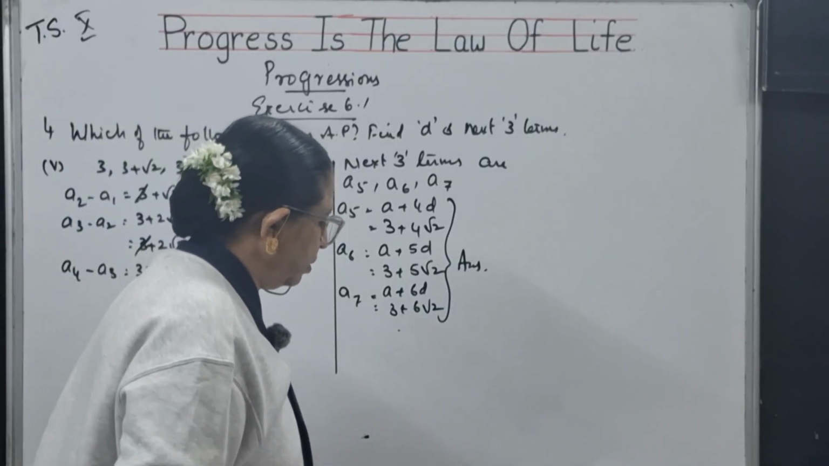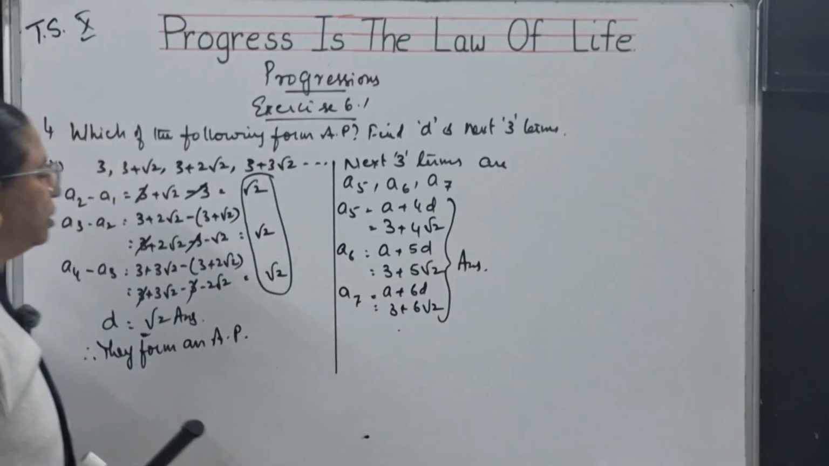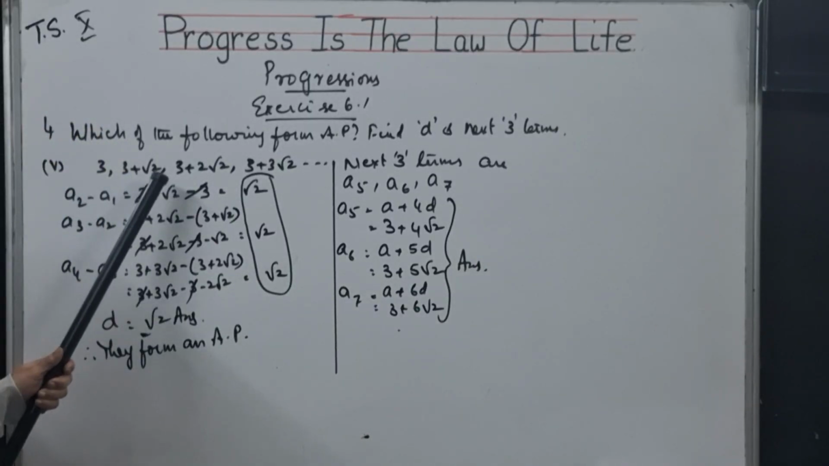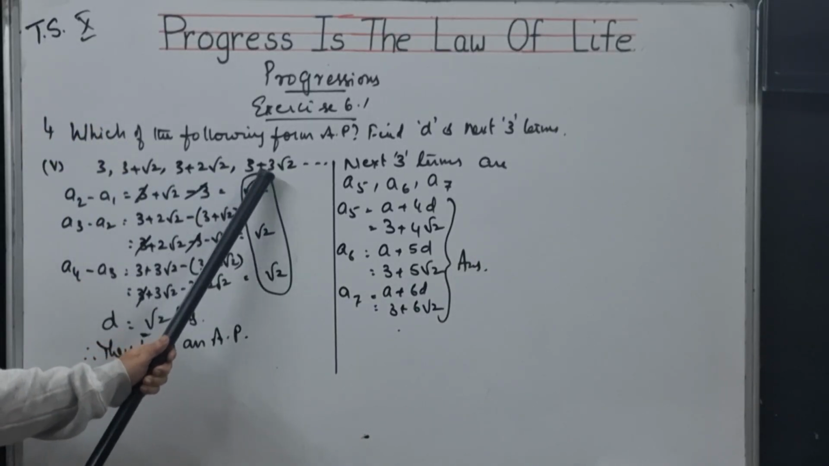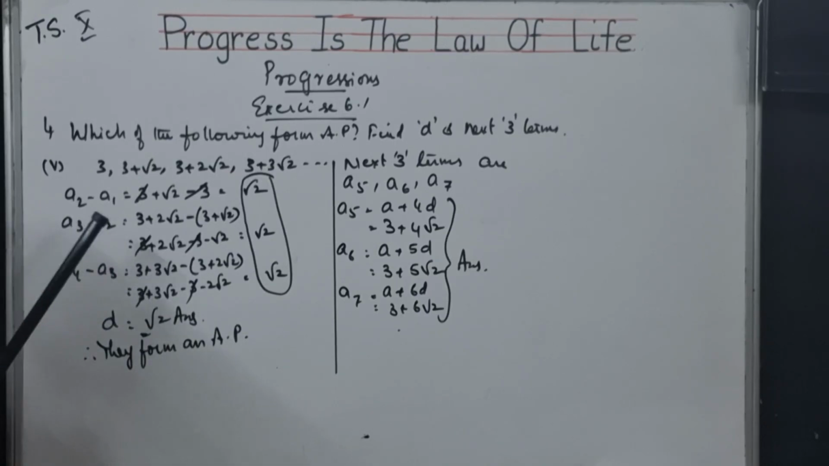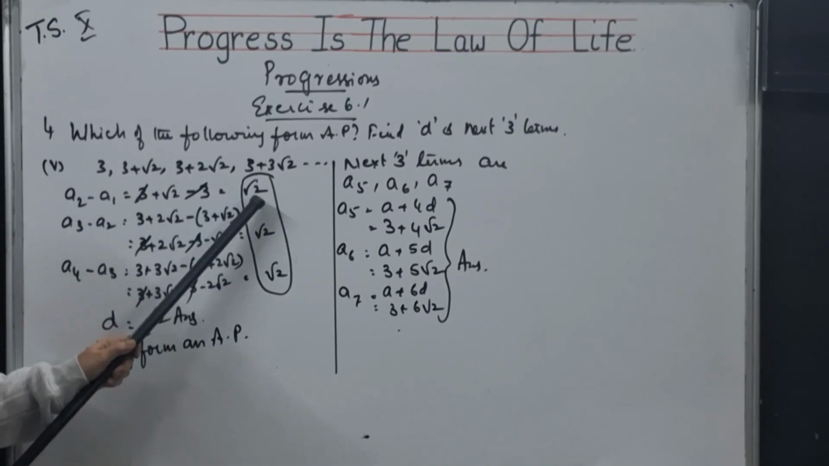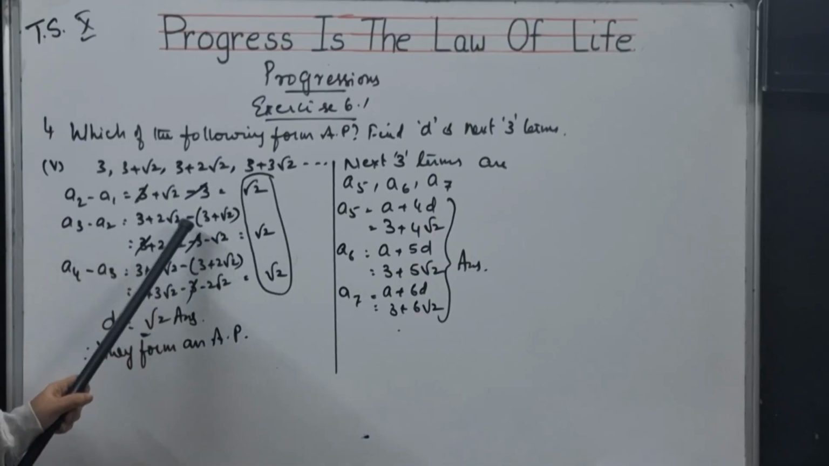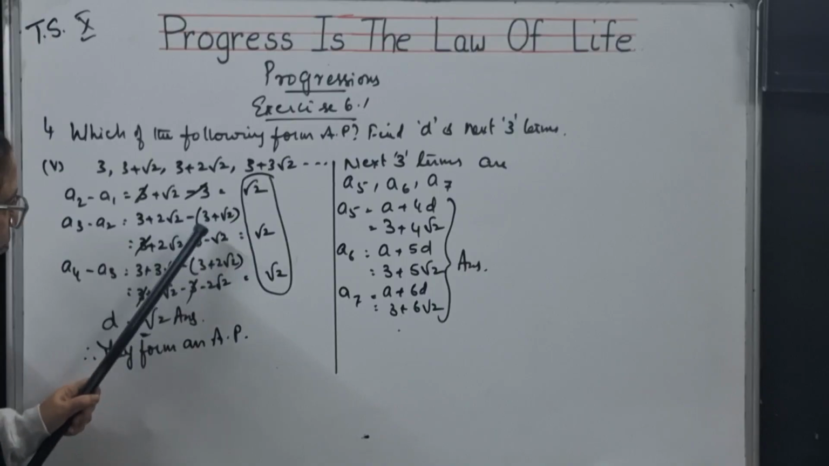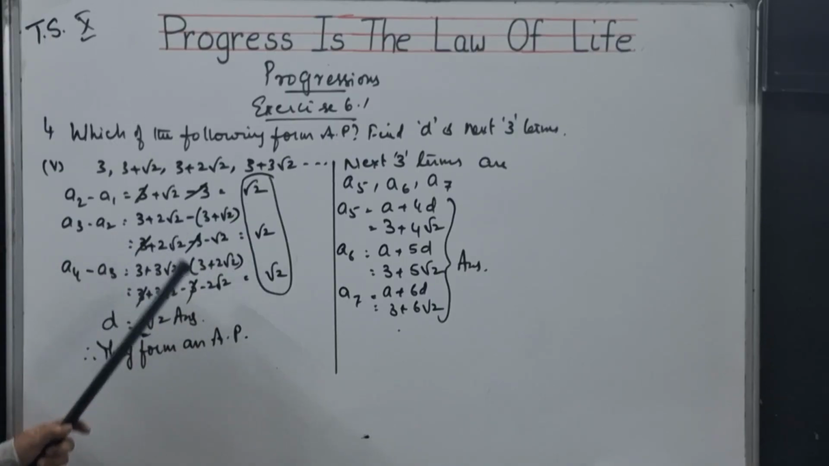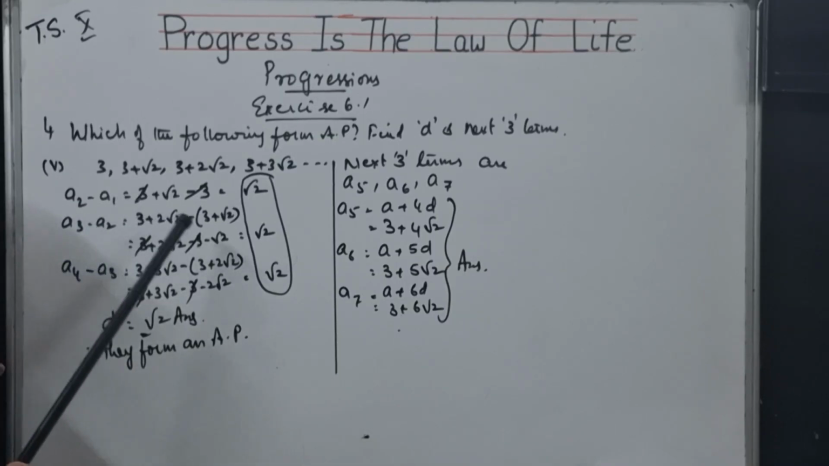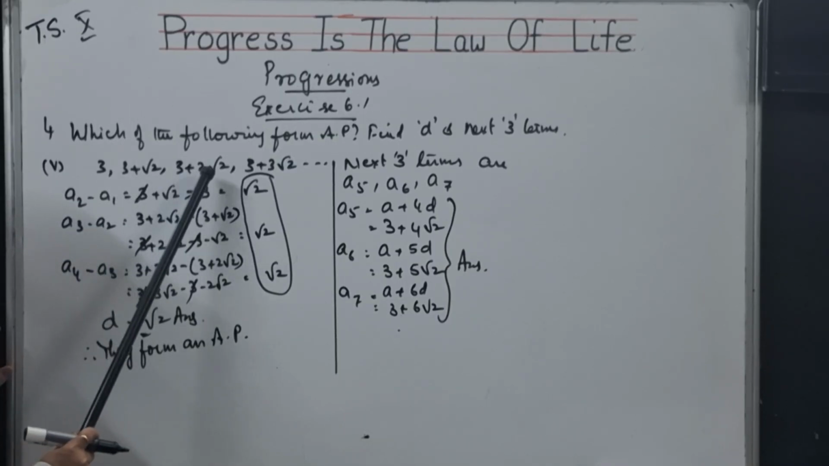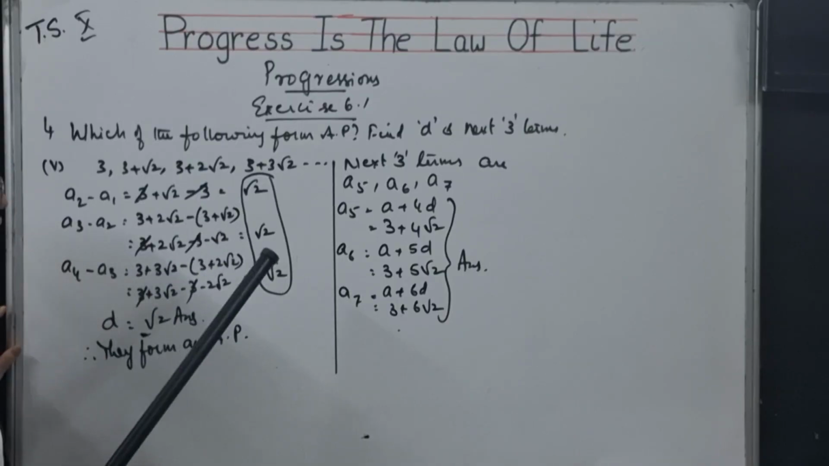So I hope I am clear. Let me explain once again. They have given the terms as 3 plus root 2, 3 plus 2 root 2, 3 plus 3 root 2. So let us first find out what is A2 minus A1. I got root 2. A3 minus A2 also, you have to write minus of. So minus into plus, minus into minus we will be getting. Then only we can cancel. Directly if you write minus 3 plus root 2 is wrong, children, because it is minus and it is having a binomial, you have to write minus of and open the bracket, you are getting root 2.